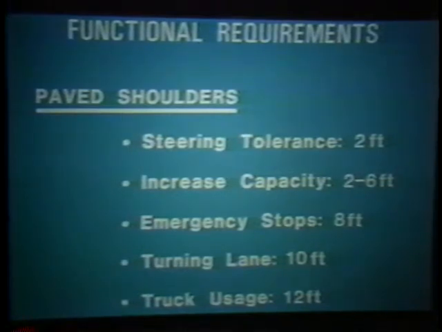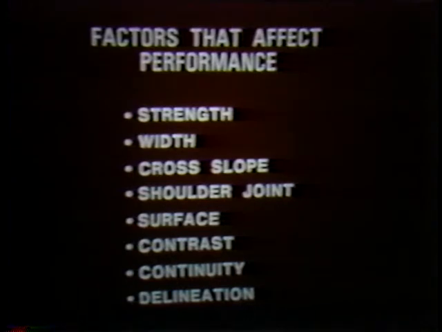Shoulders of properly designed strength and at least 10 feet wide can be used as turning lanes or bypass lanes. And finally, shoulders of 12 feet width with increased strength design are needed where truck volume is high to provide a turning lane. At least 8 factors influence a shoulder's ability to serve its intended function.